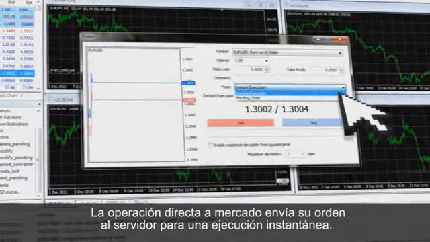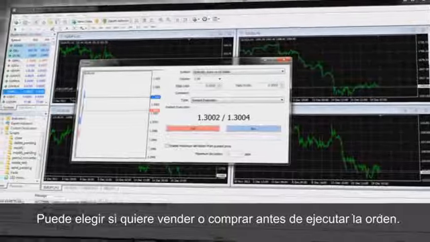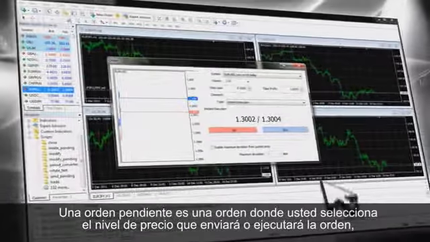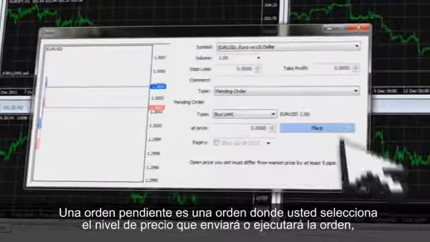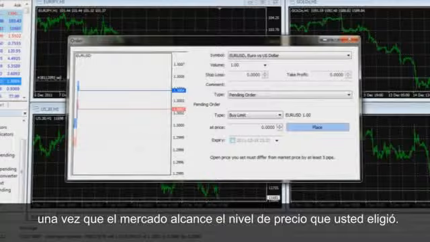Instant execution sends your order to the server for instant execution. You can decide whether to buy or sell before placing the order. A pending order is one where you select a price level which will initiate your order type once the market price reaches the level you have set.